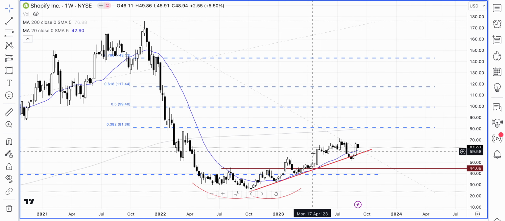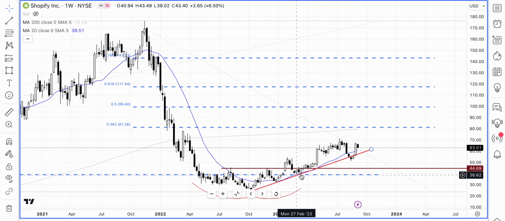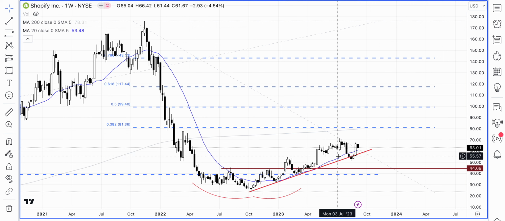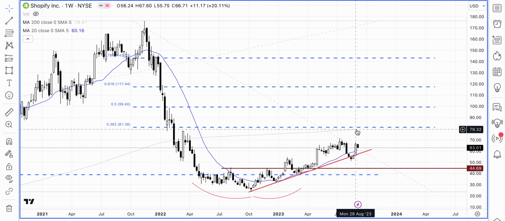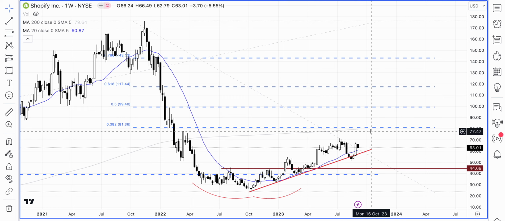Let's also quickly take a look at this on the weekly chart. We have a nice trend line here. We have a 20-week moving average. The 200-week moving average is above the 20-week moving average, so that's not very positive from a momentum perspective. But that's also where the 38.2% Fibonacci retracement is, which is something that we are targeting.